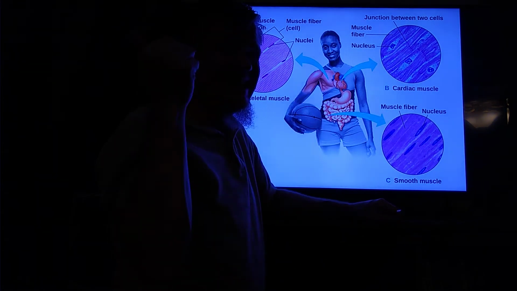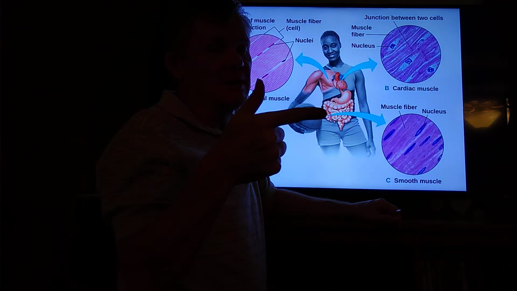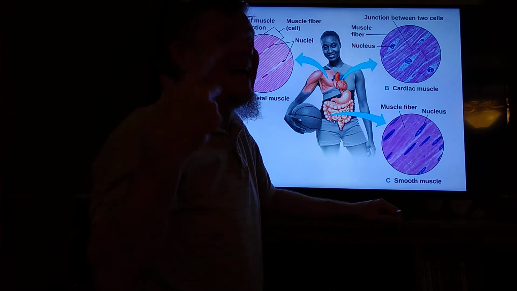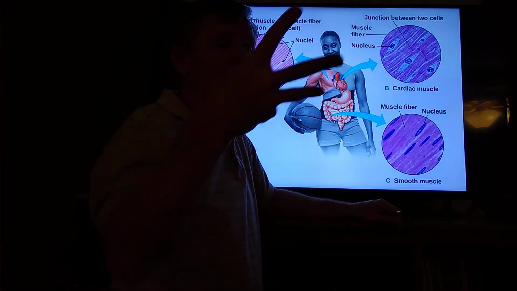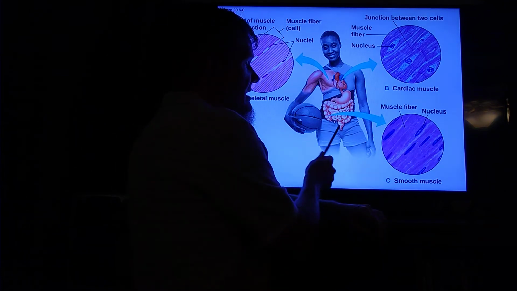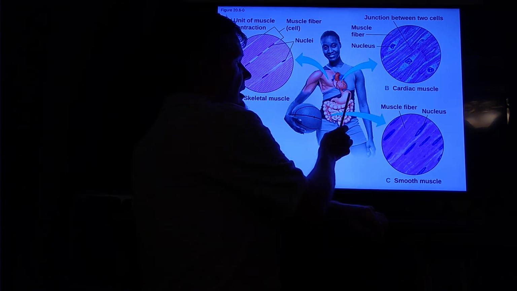Cardiac muscle is striped like skeletal muscle, but it is involuntary, which means it operates when it wants to, and it is uninucleate, which means each muscle cell has a single nucleus. Our last variety is smooth muscle. Smooth muscle is the muscle of your guts.